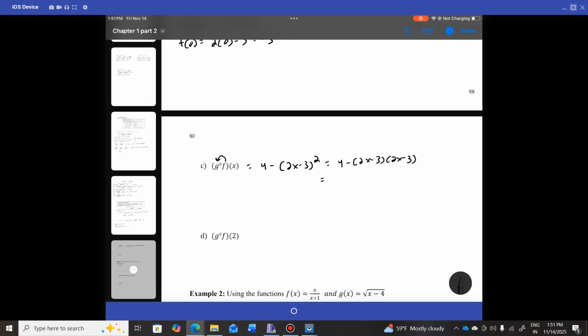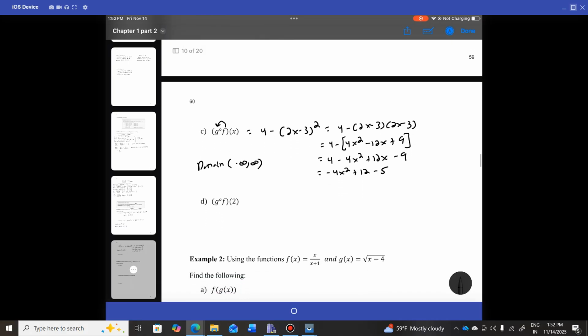And so we get 4 minus, this way, 4x squared minus 6x, another 6x is minus 12x, and then plus 9. So 4 minus 4x squared plus 12x minus 9. So negative 4x squared plus 12x minus 5. Again, no domain restrictions here. All our numbers.